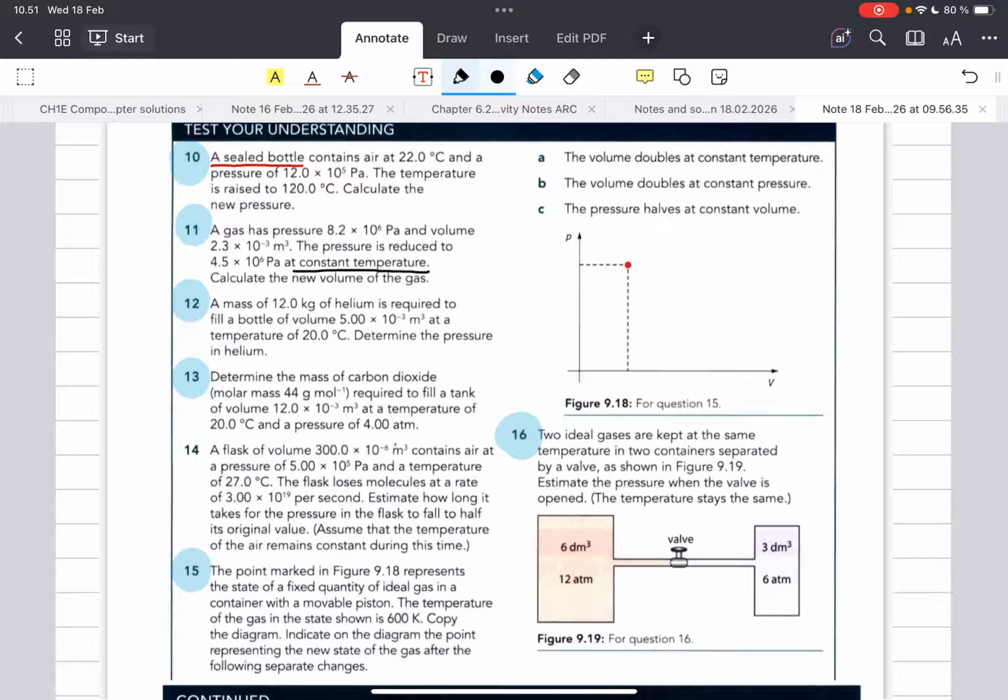So let's write the equation of state. PV equals nRT.